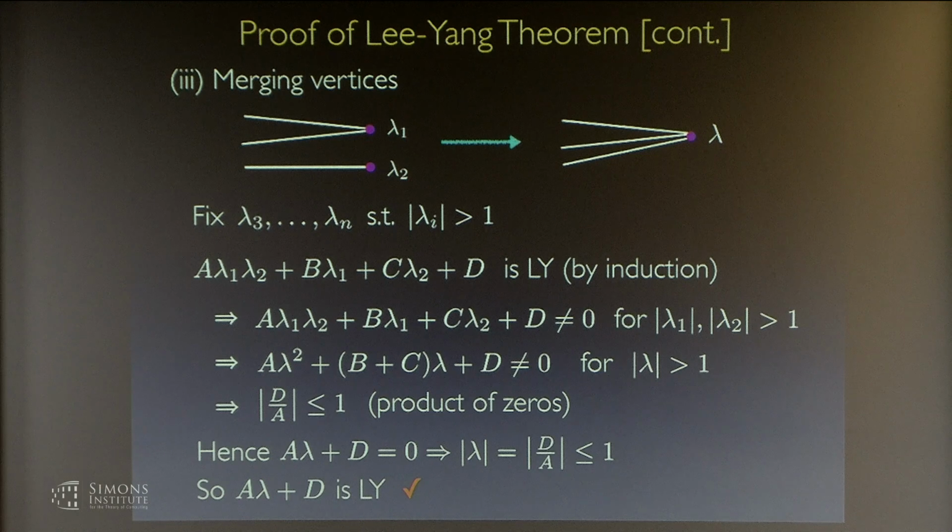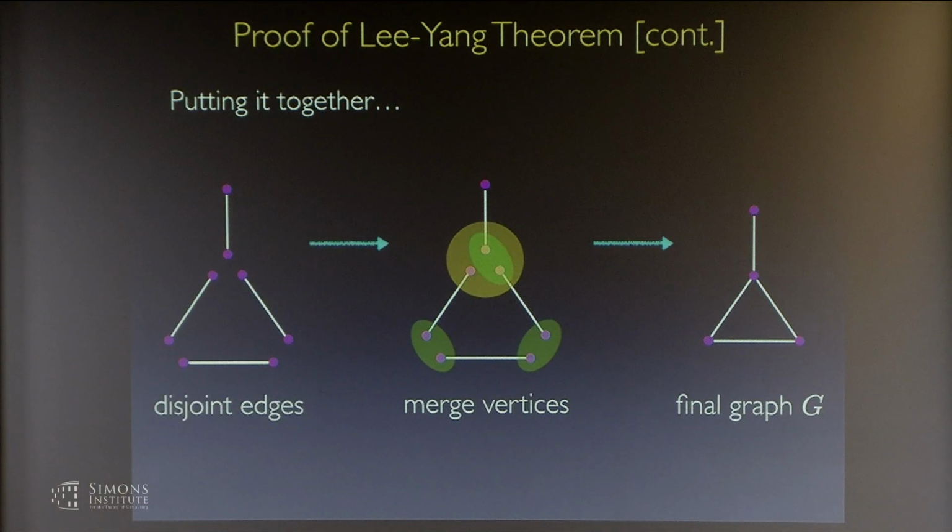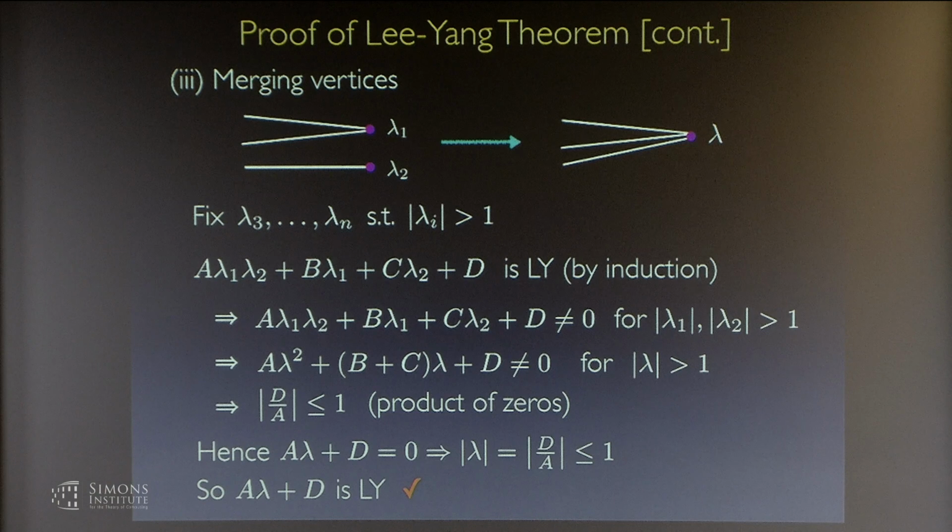I'll put it all together on the next slide. But yeah, let's look at this first. So to get your final graph, start off with a bunch of independent edges. Each one is Lee-Yang, we know, and then their product is Lee-Yang, and then you merge them one by one to get the graph. Yeah, so I should have put this up first.